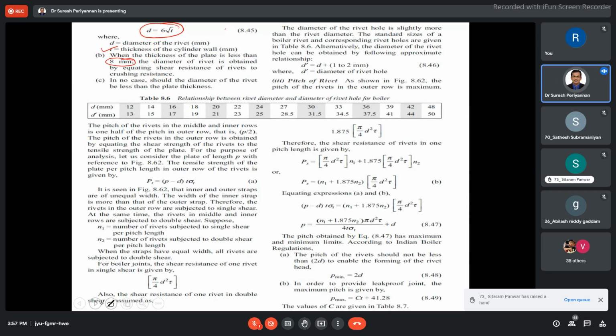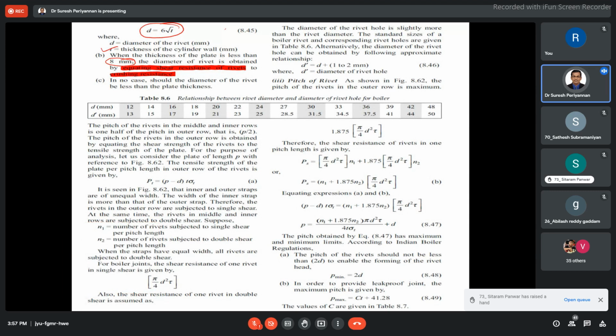This is for when the plate thickness is less than 8 mm. We are using this concept: equating the shear resistance of the rivet to the crushing resistance of the rivet, for finding the diameter of the rivet when the thickness of the plate is less than 8 mm.